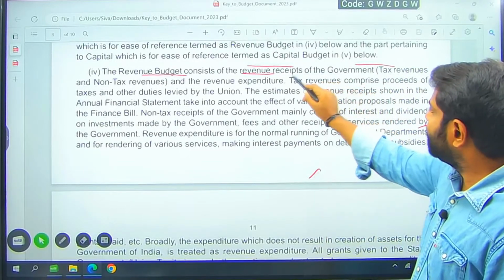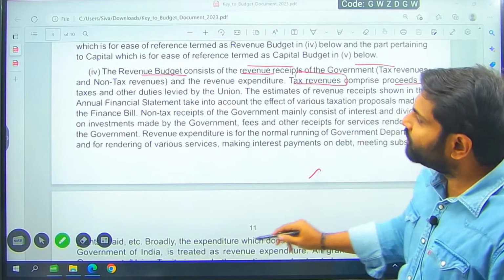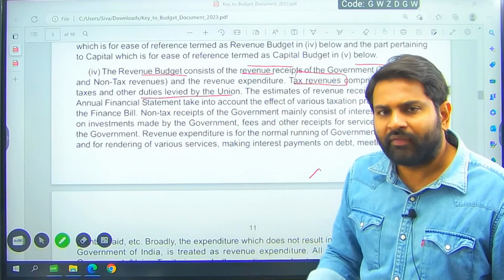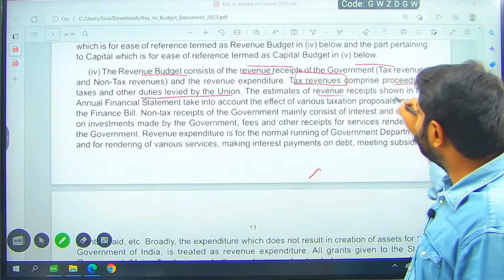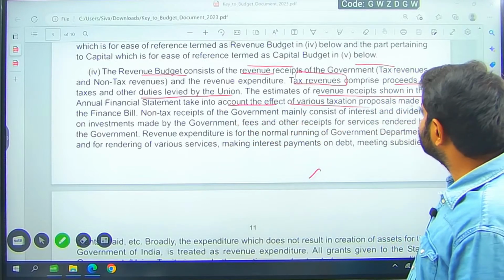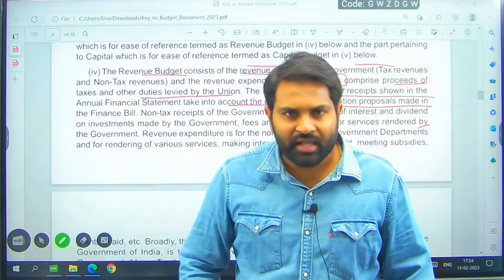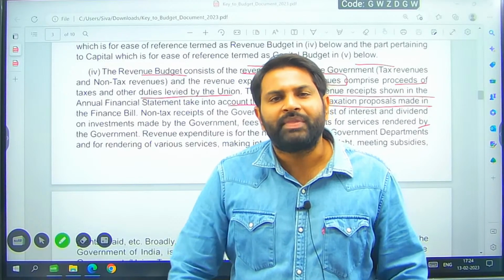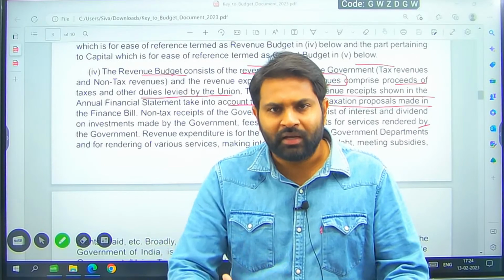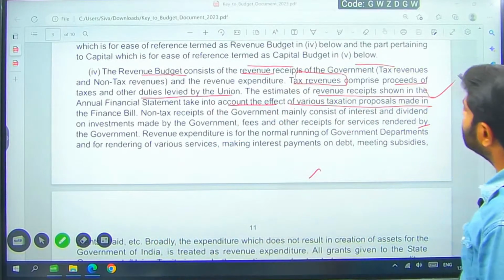Normally tax revenues comprise proceeds of taxes and other duties levied by the union. The estimates of revenue receipts shown in the annual financial budget take into account the effect of various taxation proposals made in the finance bill. They are going to propose taxes, and from those taxes how much money they are going to raise in a particular year. That estimate will be presented in revenue receipts.